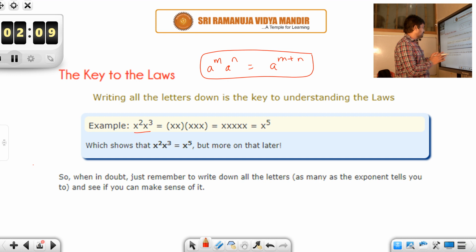Because see, x square into x cube. X square is x times x and x cube is x times x times x. So this is x multiplied with itself 5 times. So you could write it as x power 5. So simply whenever the bases are same, you will add the exponents, keeping the base the same.